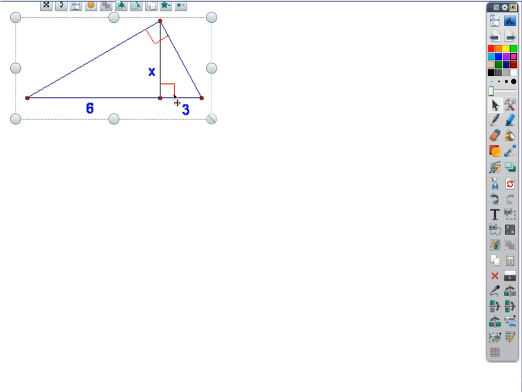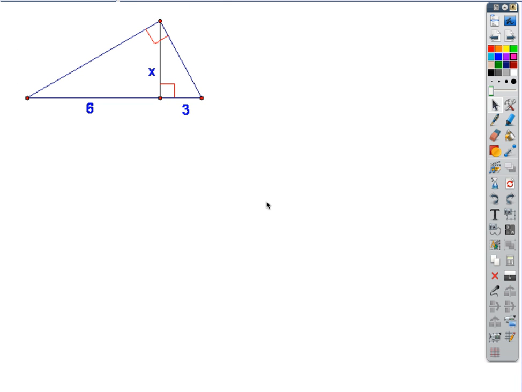Okay, I want to solve for x. Now look what we're given here. We're given 3 lengths, x, 6, and 3. If we can find one of those 3 sides that's shared by 2 triangles, we can set up a ratio like we just did. Okay, now what's the shared side here?